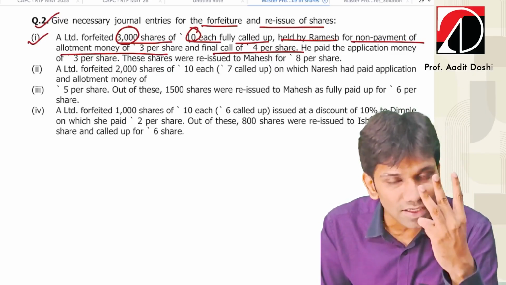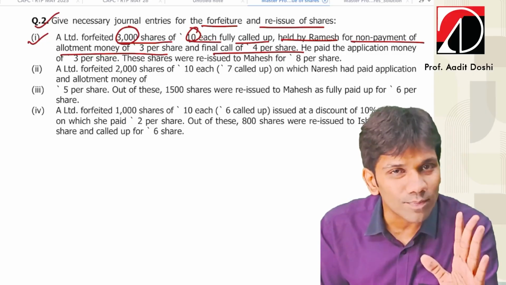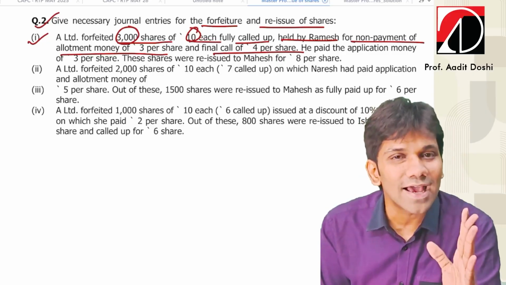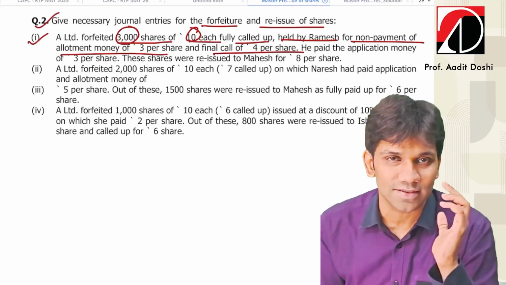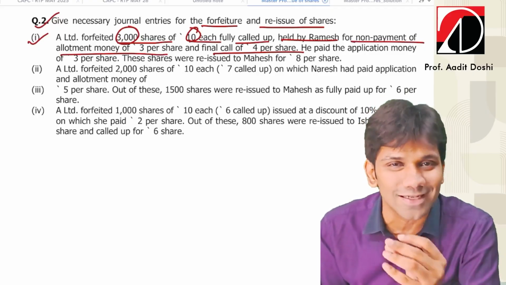उसने क्या नहीं pay किया? 3 rupees on allotment and 4 rupees on final call. Means out of 10, 7 rupees not paid. So जो पैसा नहीं दिया है वो कहाँ जाएगा? Calls in arrears. The amount which is not paid by the shareholder will be transferred to calls in arrears.